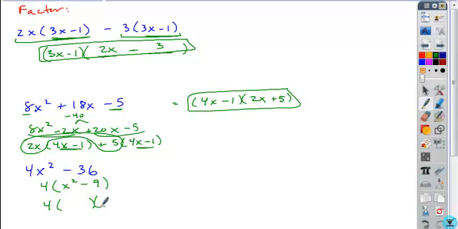So I'm going to factor that into the sum and difference of the bases that are being squared to give each of these. So the first term is the base x squared. The second term is the base 3 squared. So if I take x and 3 as my terms, take the sum and difference of those, I get my factors.